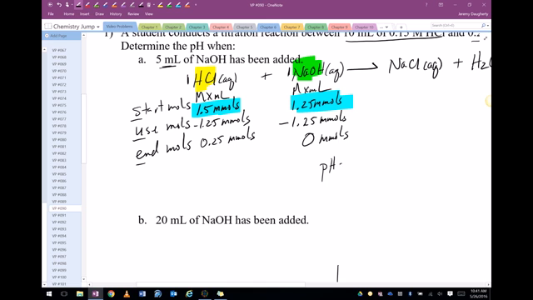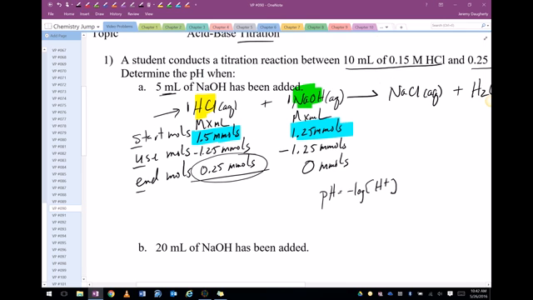Because pH is equal to the negative log concentration of the hydrogen ion. This is a strong acid, so it breaks up completely. But I don't have concentration, right? So I need to divide by the volume. The volume is 10 milliliters plus 5 milliliters, because I used 10 milliliters of acid and I added 5 milliliters of base. So I'm going to take that 0.25 divided by 15, which is going to give me 0.0167, which is going to be my concentration of hydrogen ion.